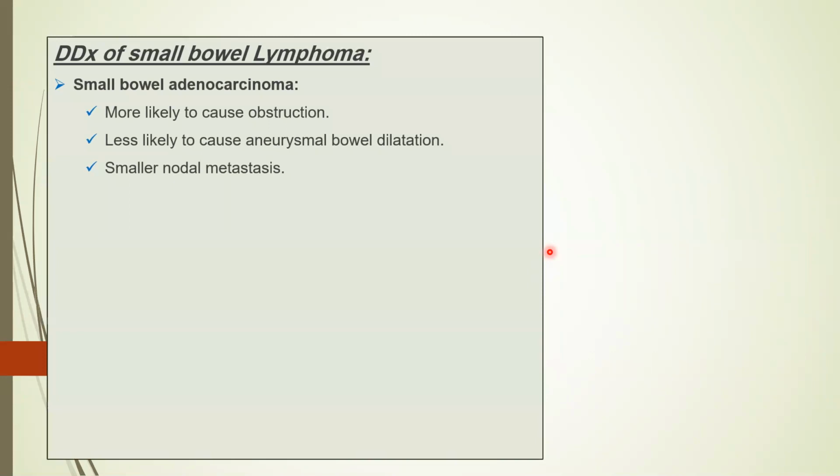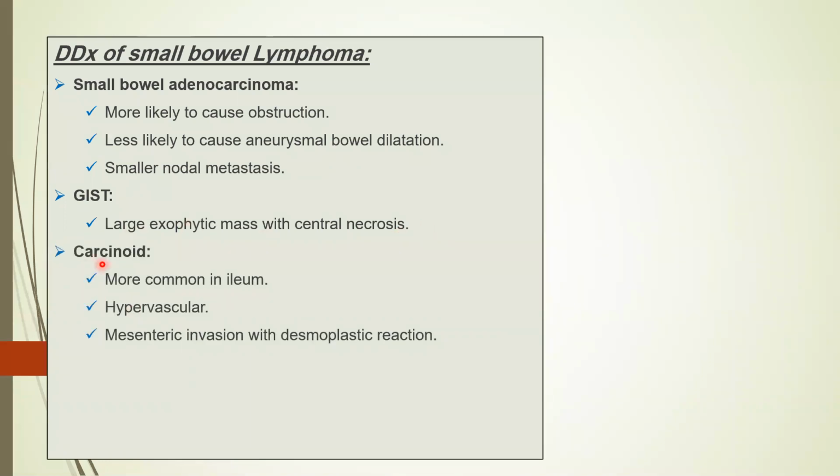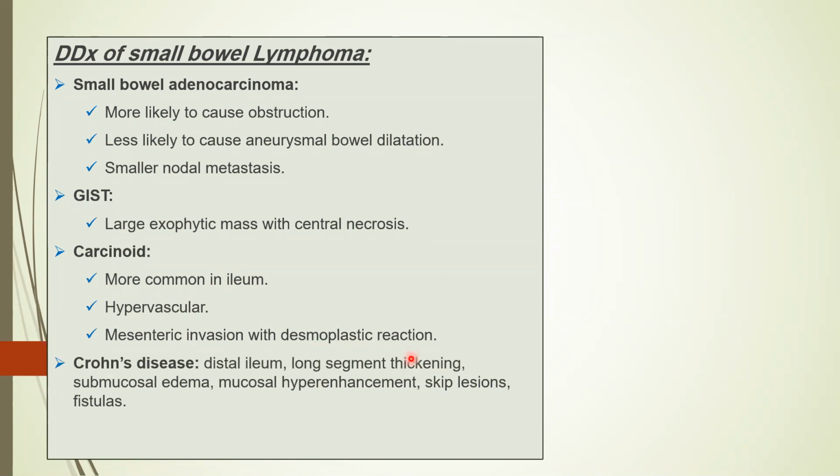The differential diagnosis is the same as with any small bowel tumors. For small bowel adenocarcinoma, as we said, it is likely to cause obstruction and less likely to cause dilatation, and the nodal metastasis is usually smaller than in lymphoma. GIST is just a large exophytic mass with central necrosis. The carcinoid, as we said, is more common in the ileum, hypervascular, with mesenteric invasion and desmoplastic reaction. And Crohn's and small bowel metastasis.